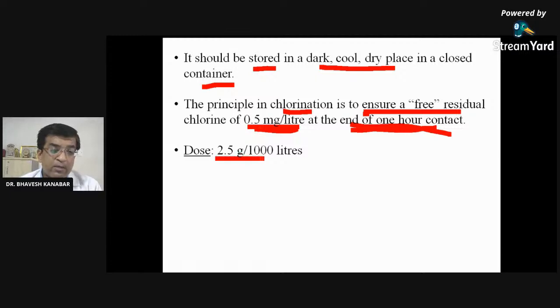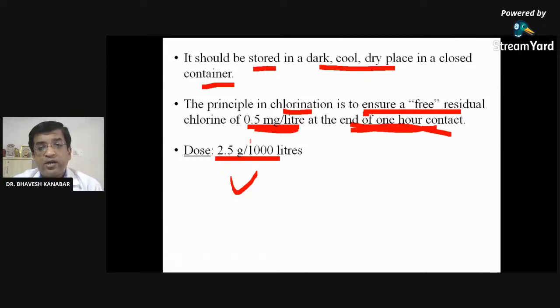And the dose of the bleaching powder is 2.5 gram per 1000 liter. Remember, this can also be asked in your MCQ. Dose is 2.5 gram per 1000 liter, means for 1000 liter. So first of all, whenever we are preparing for chlorination of any container, suppose chlorination of a well, we have to assess how much quantity of water is present inside the container. In case of the well also, we have to assess.